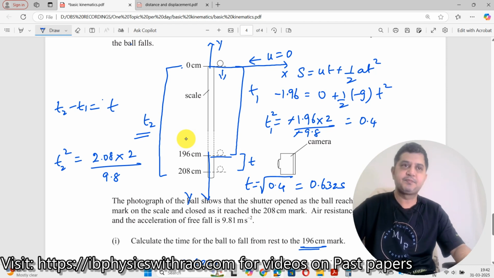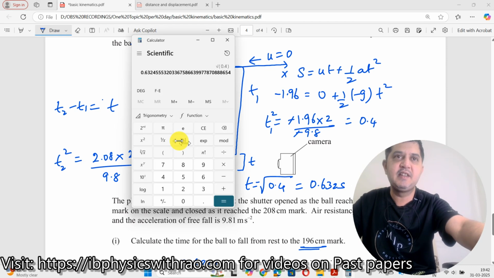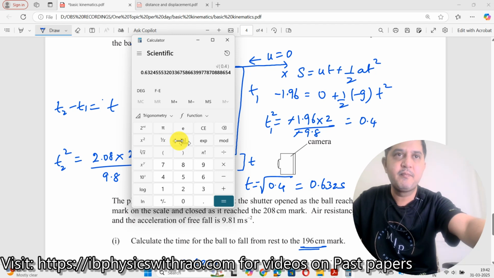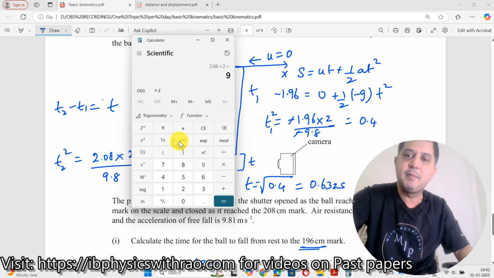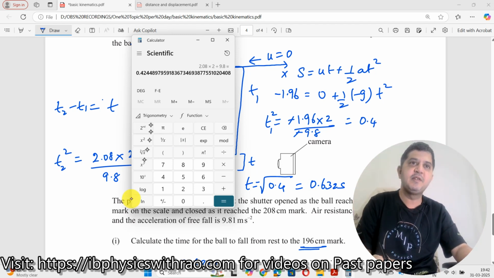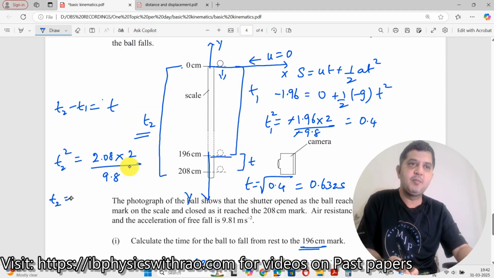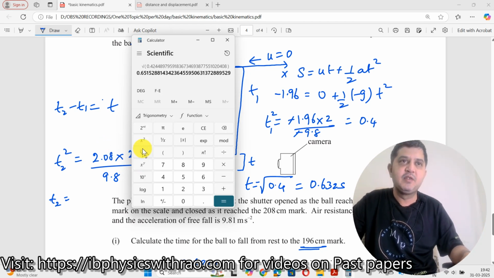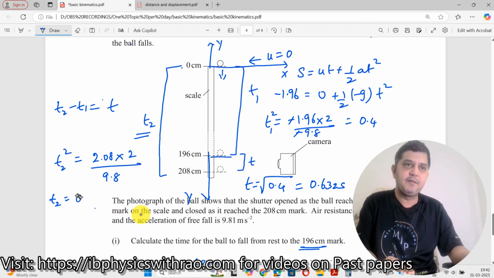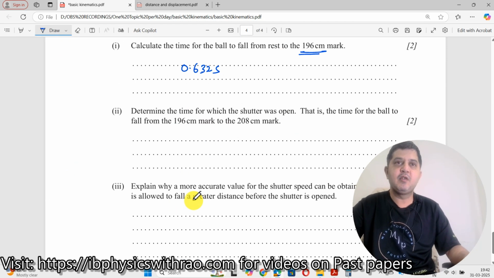Okay. So now let us calculate this. 2.08 multiplied by 2 divided by 9.8 should now be 0.4244. I have got this one here. Since I need the value of T2 here, T2 will now be equal to the square root of that value. When I do this, I get 0.651 seconds.